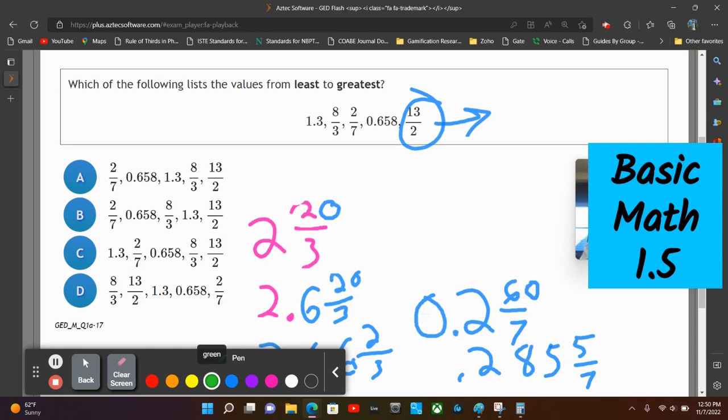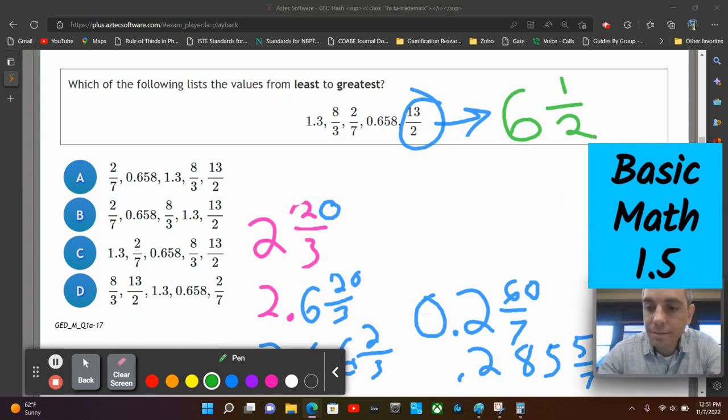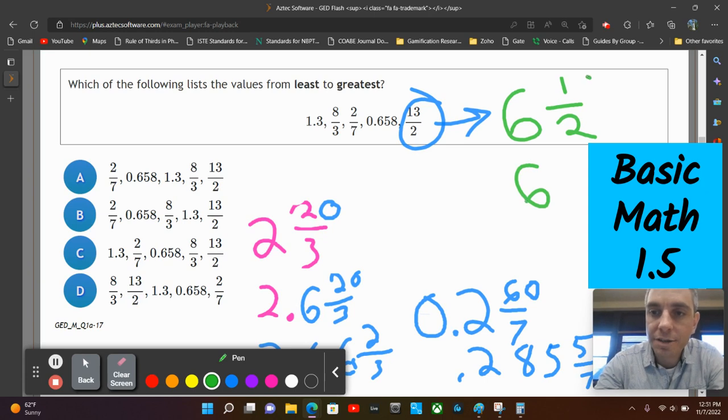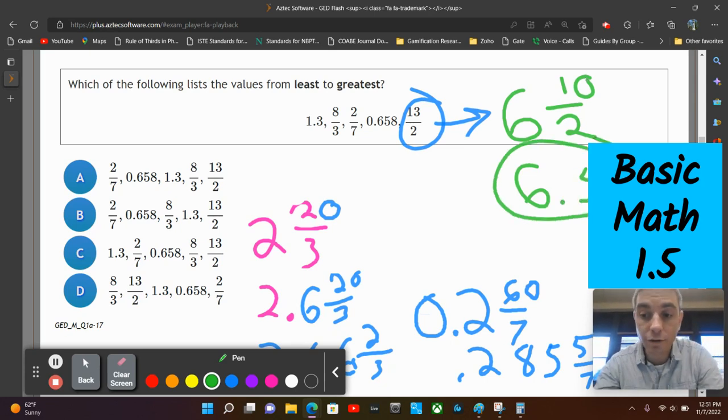First, let's change it into a mixed number. So 2 goes into 13 6 times with the remainder of 1. So 6 and 1/2. Okay, and now you might already know that 1/2 is 0.5, but if we needed to, we could do this method, put a 0 at the top, and 2 goes into 10 5 times with no remainder. So 5 times with no remainder. Anytime you have no remainder, that decimal just stops right there.